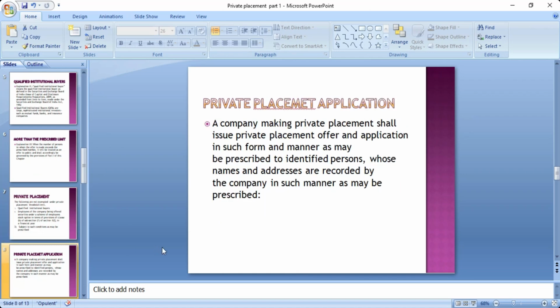So the company making the private placement shall issue a private placement offer and application in such form and manner as may be prescribed to the identified persons whose names and addresses are recorded by the company in such a manner as may be prescribed. So we need to elaborately discuss the private placement application. Before making the offer, the company has to prepare a valuation certificate.